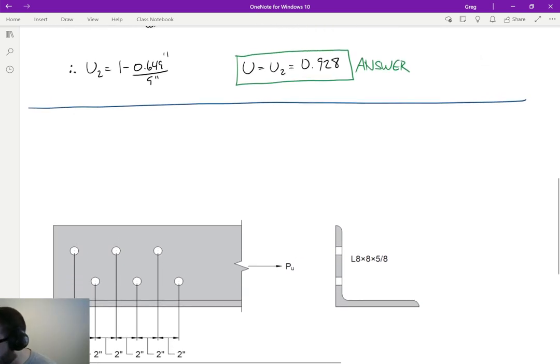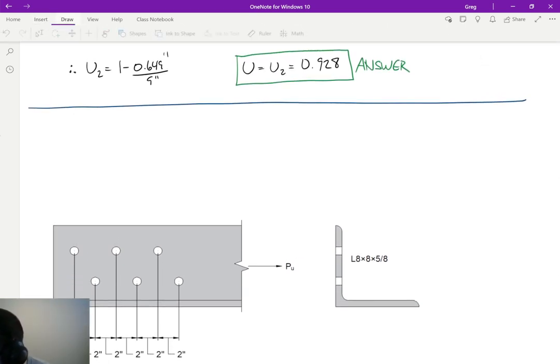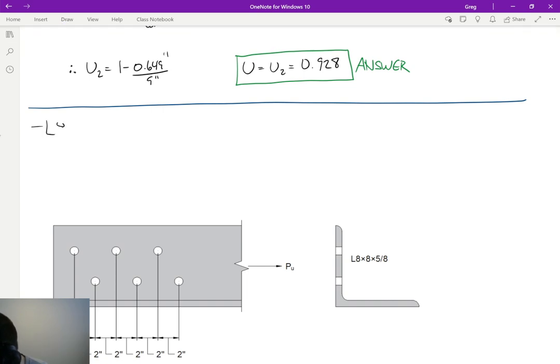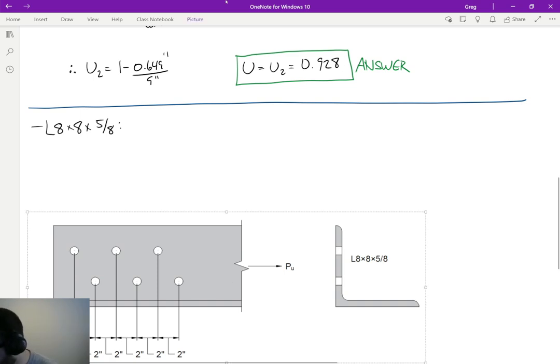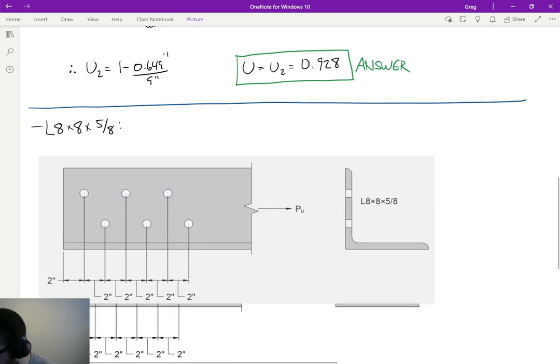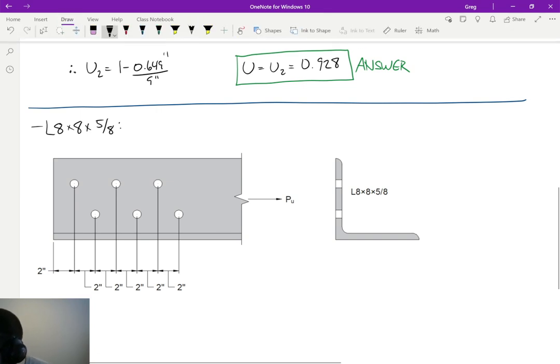Okay, so now let's look at our next shape. Our next shape is an L 8 by 8 by 5/8. Okay, I can do that first 8 a little better. That's going to bug me. So we're going to do the same thing here.